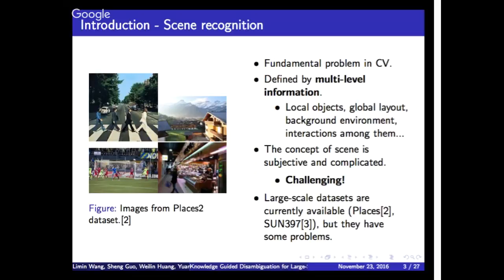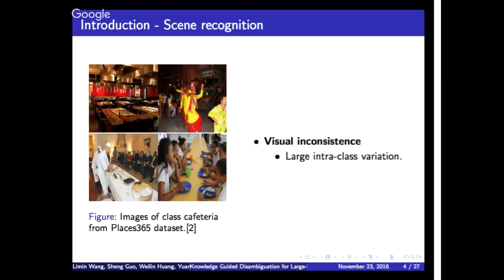Fortunately, some large-scale datasets have appeared in the late years, such as Places and SUN 397, but these datasets have some problems that I'm going to comment on later. The first of all is that there is visual inconsistency, which means there is a large intra-class variation. These images here, the four of them, they all belong to the same class, which is cafeteria, in the Places 365 dataset. As you can see, they are all very different. And it's difficult to extract the common information here.